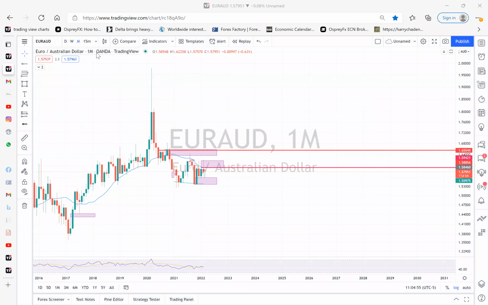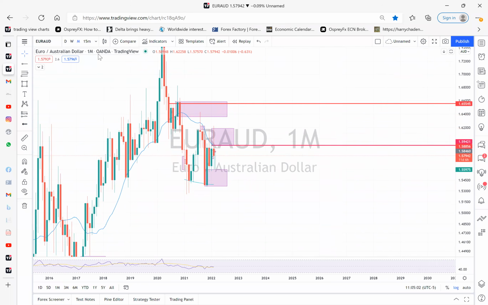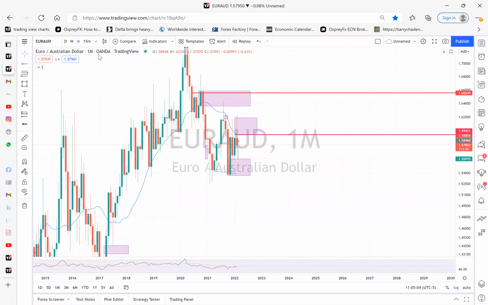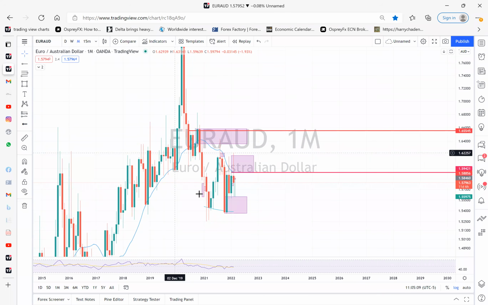Okay, I like to use Oanda charts. I don't like to use any other charts. I want the same consistency when I look at these charts. So what I want to do is go frame my trade.